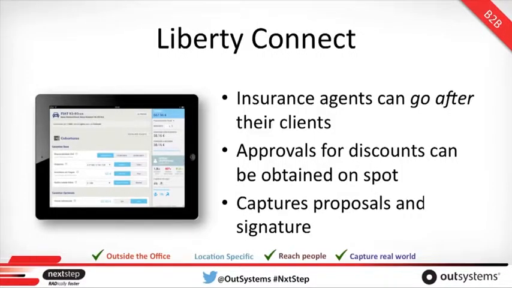With this application, on the other side, the account manager immediately receives a notification about who is requesting the discount and for whom, and is able to analyze whether the discount should be approved and how much discount should be given to that specific customer. Additionally, like I was mentioning, it enables them to capture the proposals, but not only that, they are able to sell the insurance right on the spot, because they can request the customer to simply sign the form stating that they want the insurance.